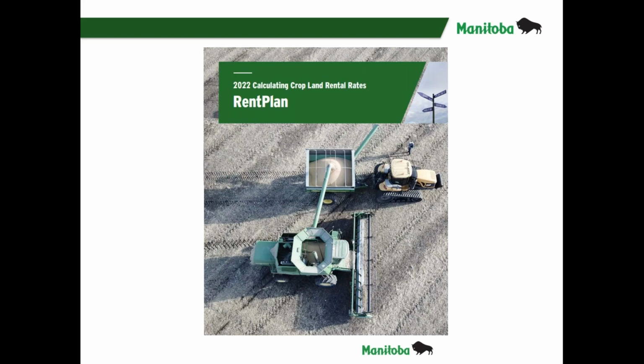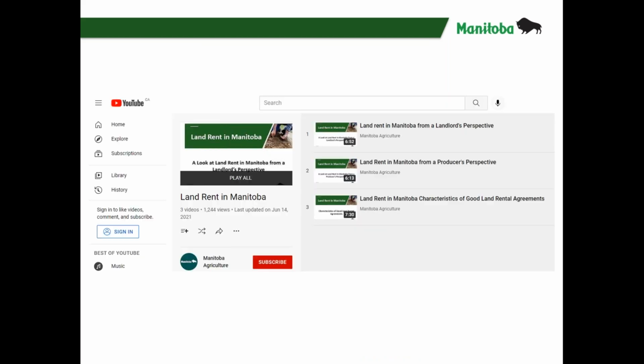We've been getting a lot of rent calls, Roy and myself, over the past few weeks here, so I just want to make sure that people are aware that that's out there. To support that, we do have on our YouTube channel a land rent playlist, some short videos that again are very helpful and help both producers and landlords walk through the process and some considerations and characteristics for good land rental agreements. Just search up Manitoba Agriculture YouTube land rent and you'll get straight there.